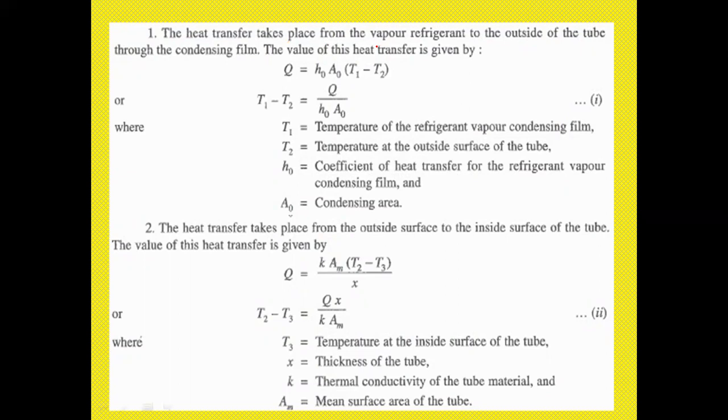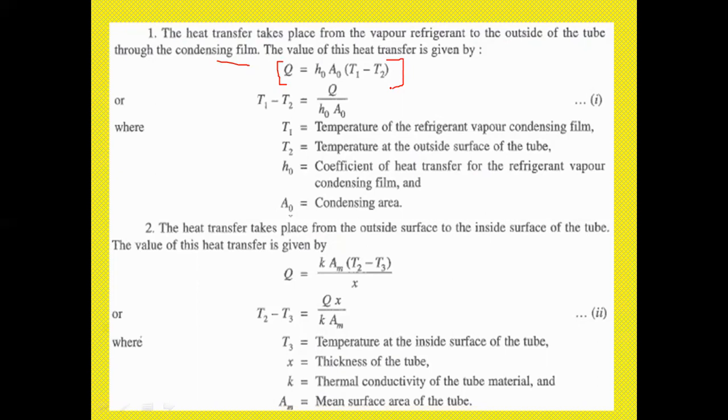The heat transfer takes place from the vapor refrigerant to the outside of the tube through the condensing film. The value of this heat transfer is given by, this is the first case, Q is equal to H naught into A naught into T1 minus T2, or T1 minus T2 is equal to Q by H naught A naught. What are T1 and T2? Temperatures of the refrigerant vapor condensing film and the temperature at the outside surface of the tube. H naught is the coefficient of heat transfer for the refrigerant vapor condensing film, and A naught is the condensing area. So this is the first case.